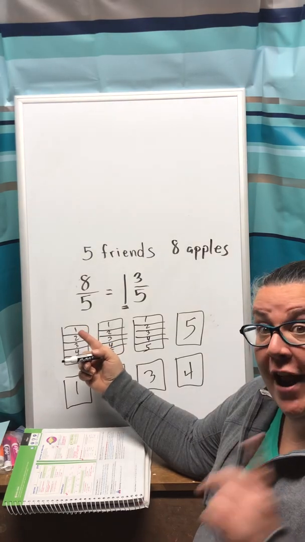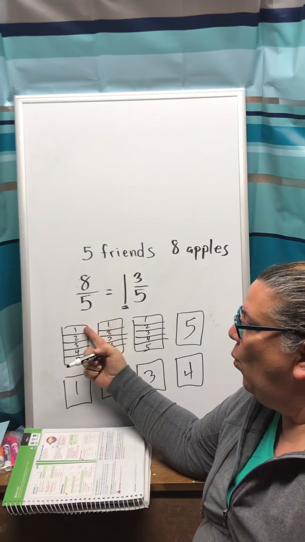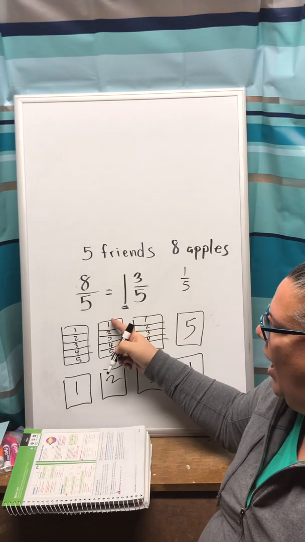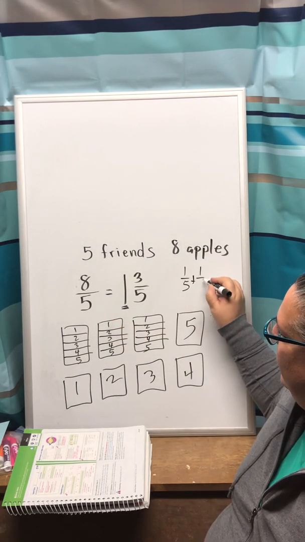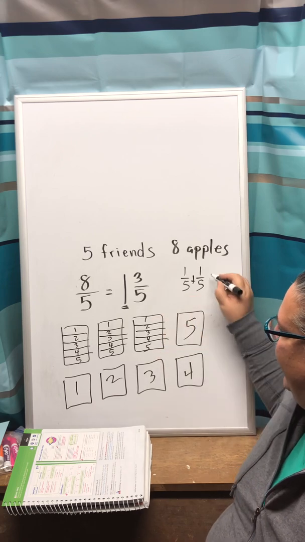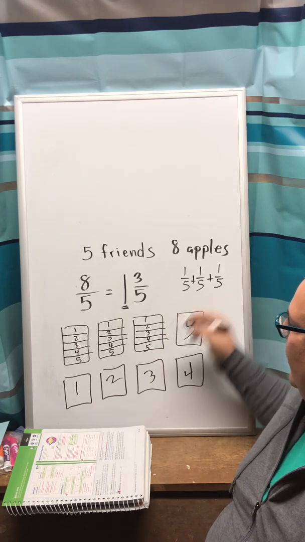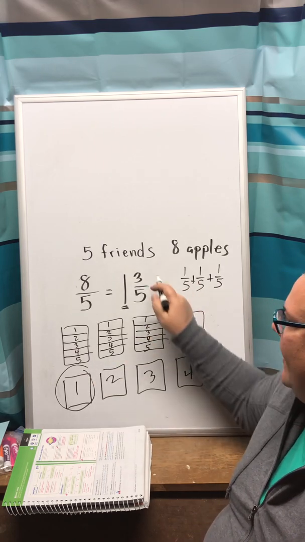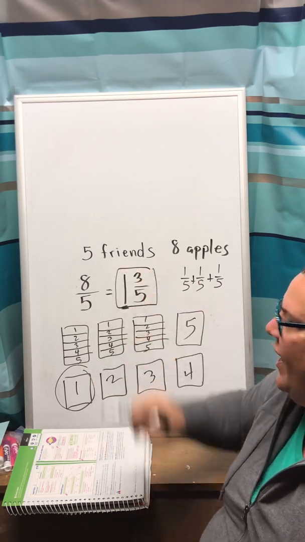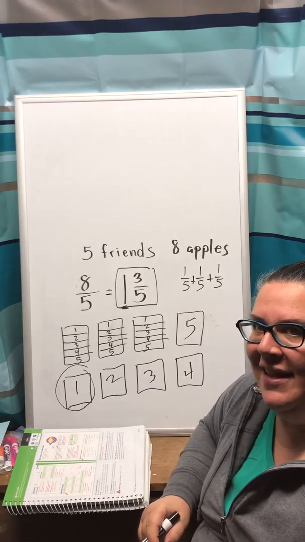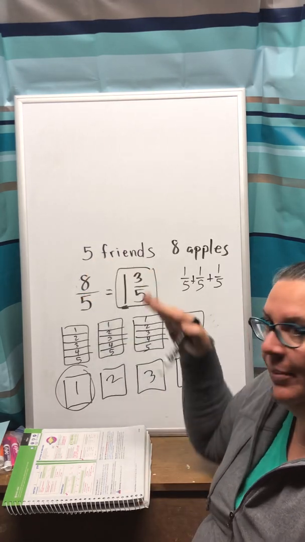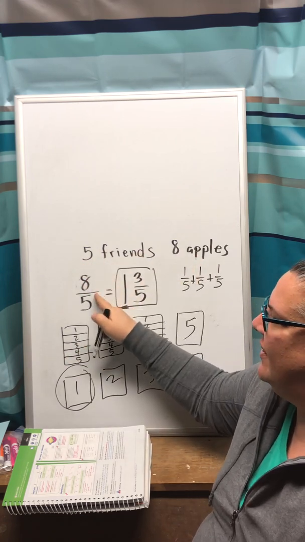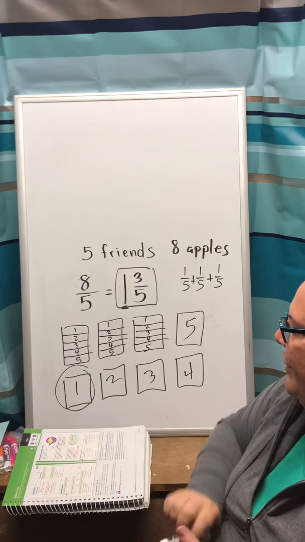I focus on friend 1. Friend 1 gets 1 of the 5. They get 1 of the 5. And they get 1 of the 5. So they're getting their whole apple and 3/5. That's where we get this 1 3/5 from. Again, I also took it from simply doing the division problem. 8 apples divided by 5 friends, and then simplify.